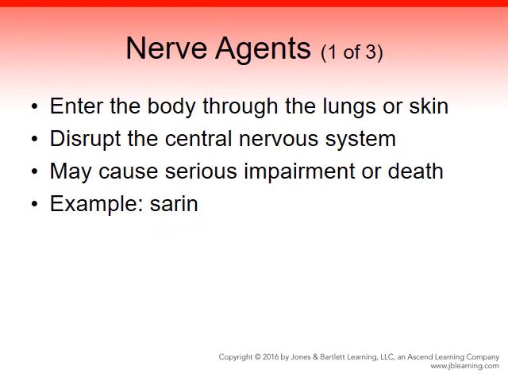So let's look at nerve agents first. They enter the body through the lungs or the skin, and they essentially disrupt the central nervous system. When it does that, it can cause serious impairments such as blindness, loss of muscle control, vomiting, lacrimation, urination, defecation, and even death. A good example of a nerve agent is sarin gas.